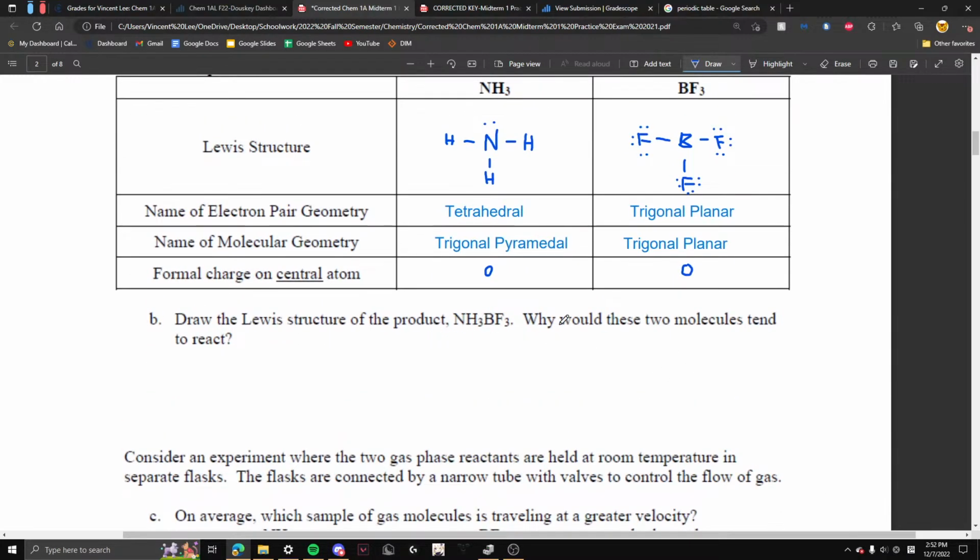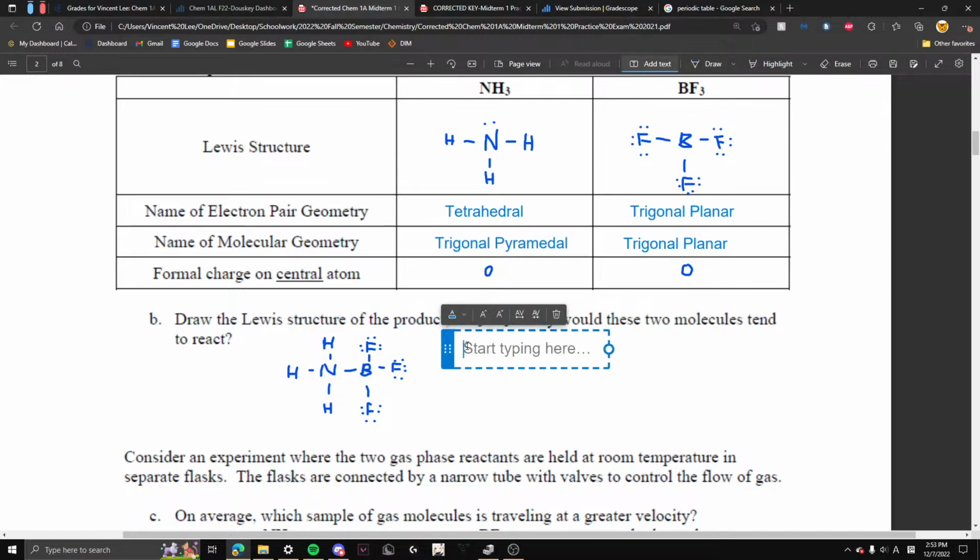Lewis structure of NH3BF3. Why would these two molecules tend to react? So the Lewis structure of the product would be, I believe, like so. And that's because the boron, even though it's perfectly happy having 3, it still has space in its octet. And same thing for nitrogen, where nitrogen, even though it's perfectly happy having 5, it can still donate those 2 to share it, so that they can still make the bond together.